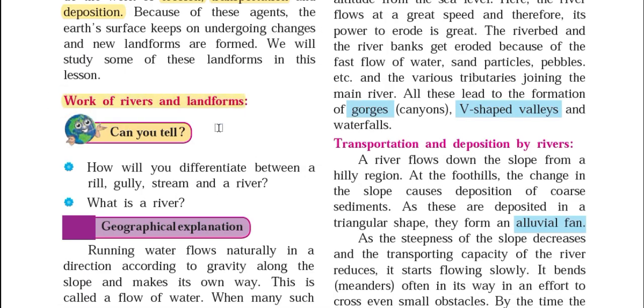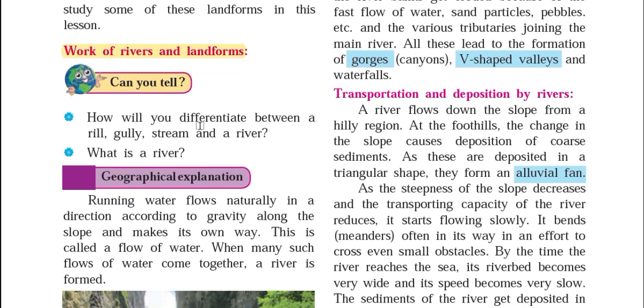Before that, you have to answer a few questions. How will you differentiate between gullies, rills, streams, and rivers? Have you heard these words? When there is precipitation, water moves from higher altitude to lower altitude, from a mountainous region towards a plain region. When water flows from the mountainous region, it forms different erosional landforms like rills, gullies, streams, and rivers. So what is a rill?